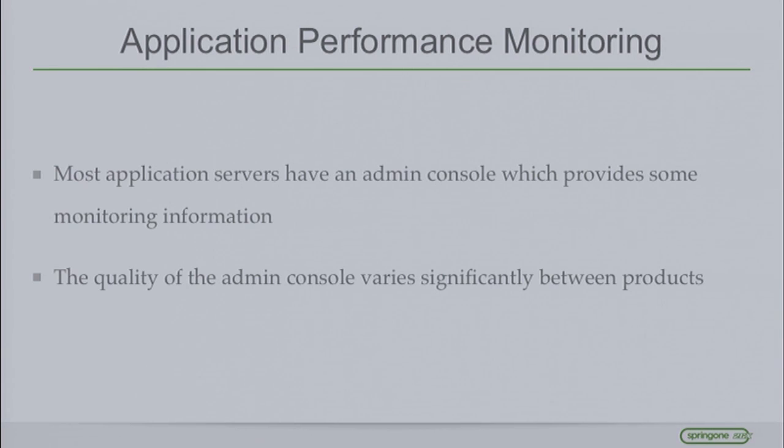So first here, I'm going to start with the application performance monitoring. Most application servers have an admin console, and in this admin console, generally some performance information is included. Now the quality varies between admin consoles. Tomcat, for example, does not provide a lot of tuning information. Glassfish, on the other hand, provides a lot more statistics for you.